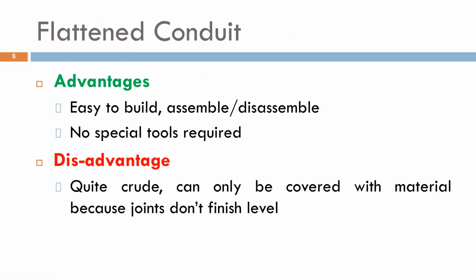The flattened conduit method is one of the simplest dome construction techniques. It is easy to build, and the components can be assembled and dismantled without special tools. This makes it suitable for temporary structures and small projects. However, the joints do not finish at the same level, resulting in an uneven surface. Because of this, the dome can usually be covered only with flexible materials rather than rigid panels.